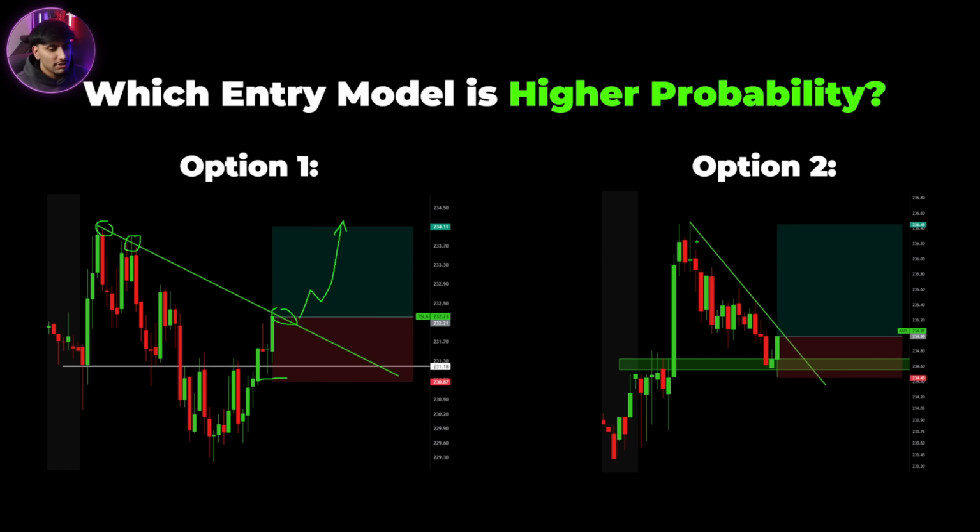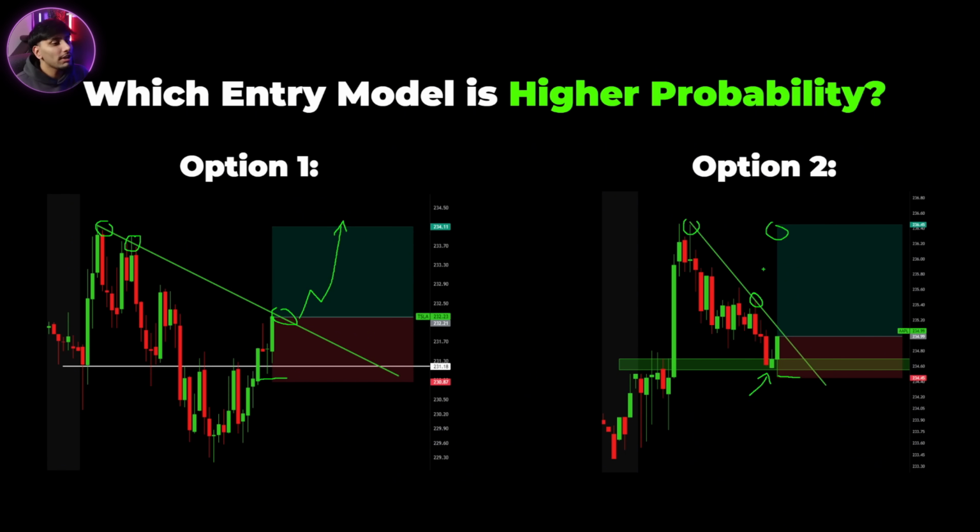And then for option 2, we can see we're pulling back. We have somewhat of a trend line here as well. However, we're pulling back into a support area. Our stop loss is simply a break below the candle that we're entering in on. And then we are once again looking for high of day on this trade as well.